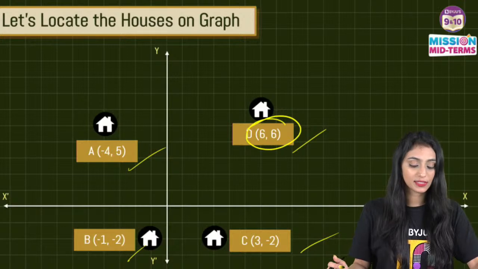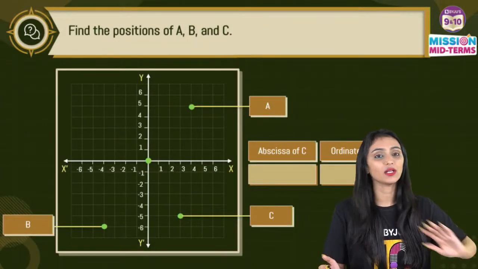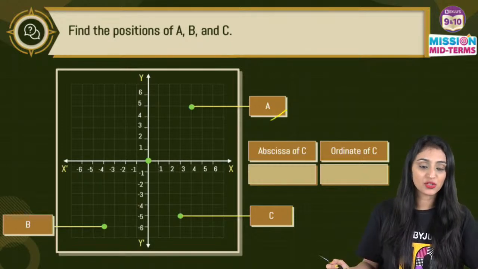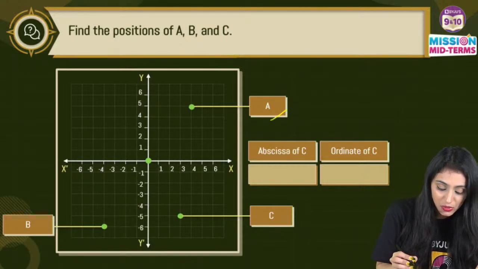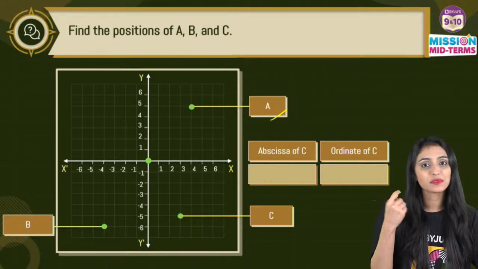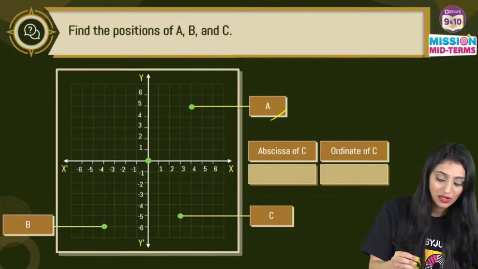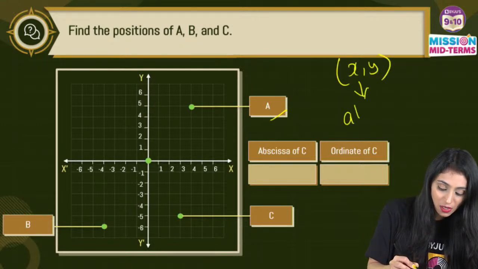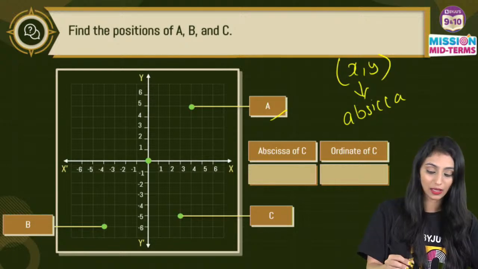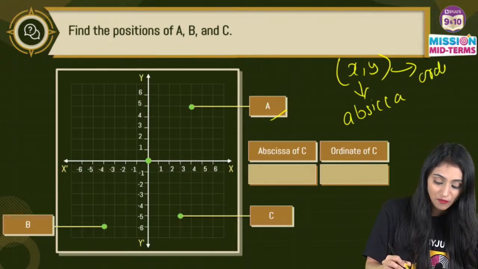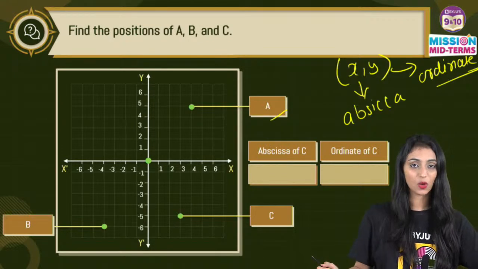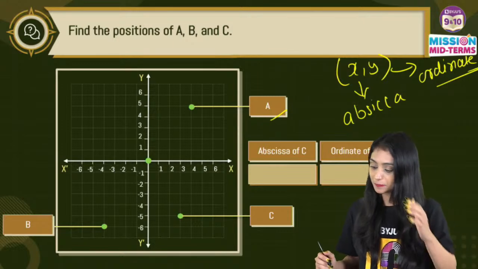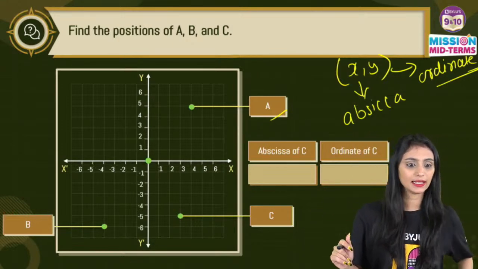All right. Now, let's try to understand this. Let's suppose I ask you to find out the positions of A, B, and C. If I ask you to find out the position of A, what is it going to be? All of you know what abscissa is and what ordinate is. Whenever we write a coordinate, that's x, y. The abscissa is the x coordinate, and the y coordinate is called the ordinate. Ordinate means y coordinate. Abscissa means x coordinate. Clear? This is simple.